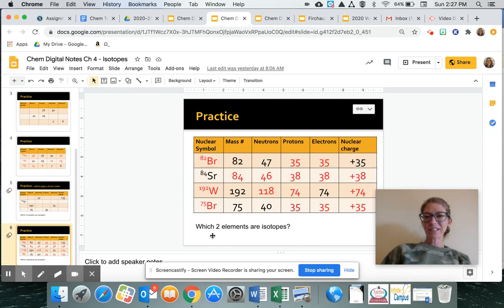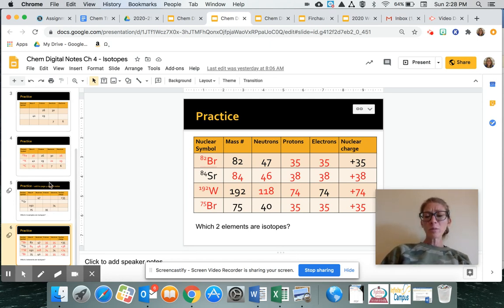All right, here are your answers. So again, you don't have to worry about this nuclear charge column, but these should be the answers that you get. So take a second, check your answers. If you need to pause, please do so. The bottom question asks which two elements are isotopes. So remember, isotopes are elements that have the same number of protons, but different mass numbers, meaning they have different numbers of neutrons. So bromine 75 and bromine 82, they're both bromine, but they have different mass numbers. So those two elements are going to be your isotopes.